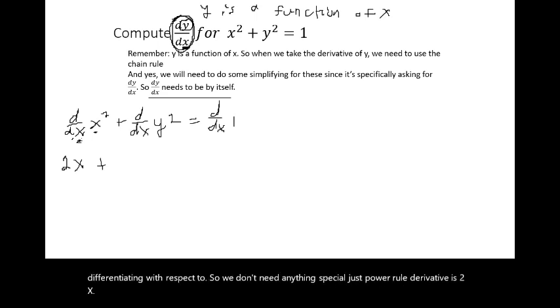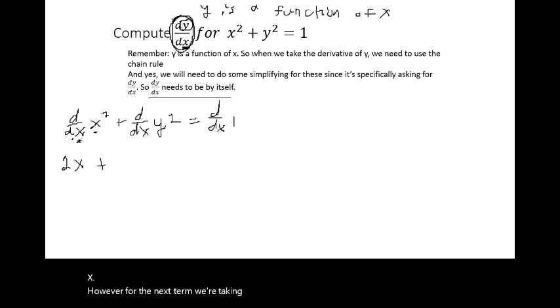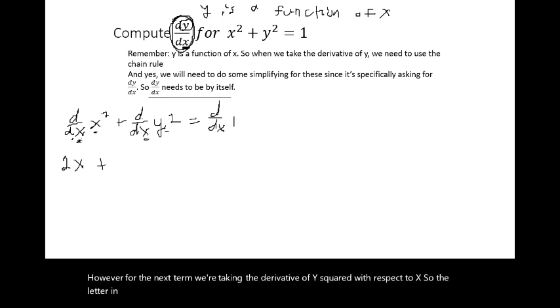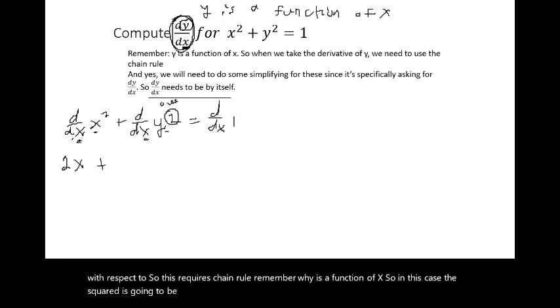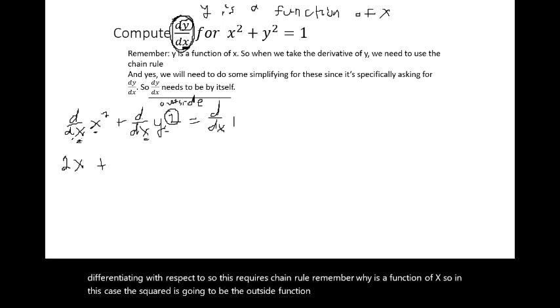However, for the next term, we are taking the derivative of y squared with respect to x. So the variable in the expression, y, is not the same as the variable we're differentiating with respect to, so this requires chain rule. Remember, y is a function of x. So in this case, the squared is going to be the outside function, and y itself is actually going to be the inside function.